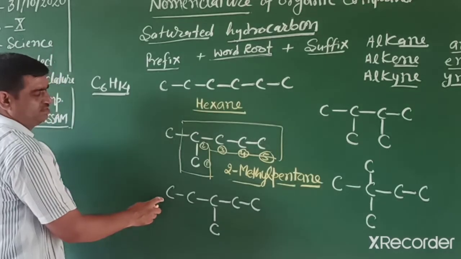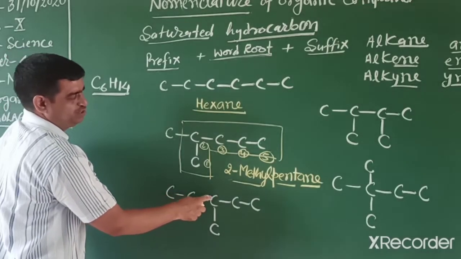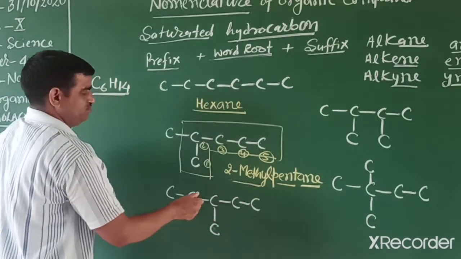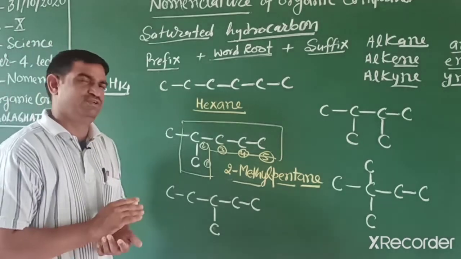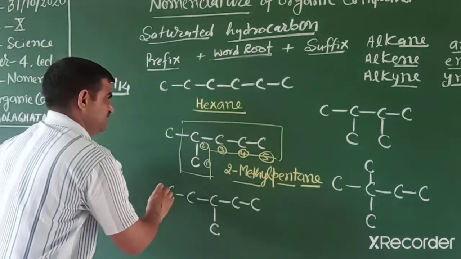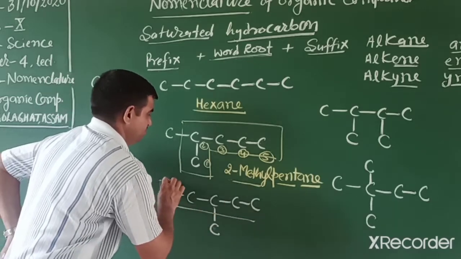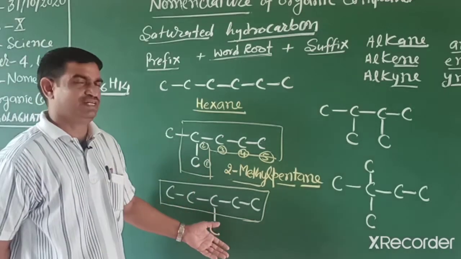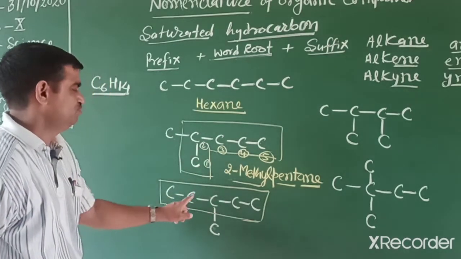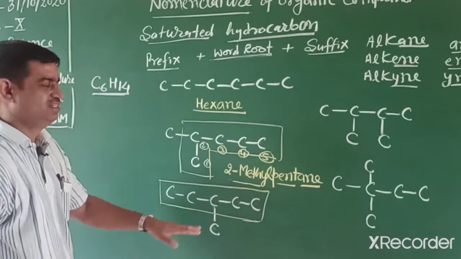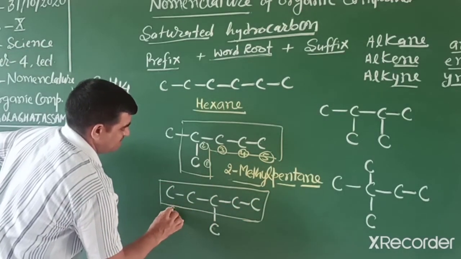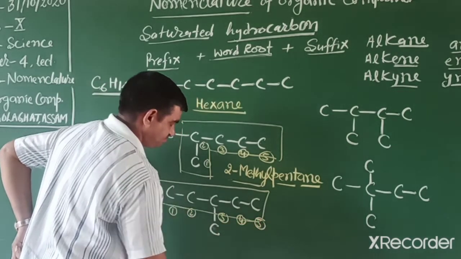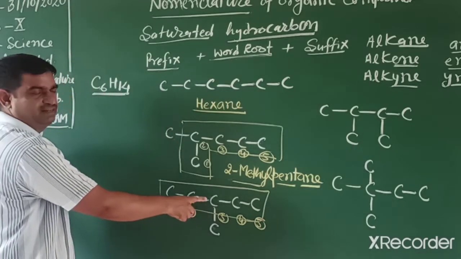Next compound. You can see 1, 2, 3, 4. If we start this point, 1, 2, 3, 4, 5. So at first we have to find the longest chain. So this one is the longest chain. First identify the longest hydrocarbon chain, then the substituent gets the lowest number. You can start any side, 1, 2, 3, 1, 2, 3. Both sides it gets number 3. So you write here 1, 2, 3, 4, 5. So the substituent is at position 3.